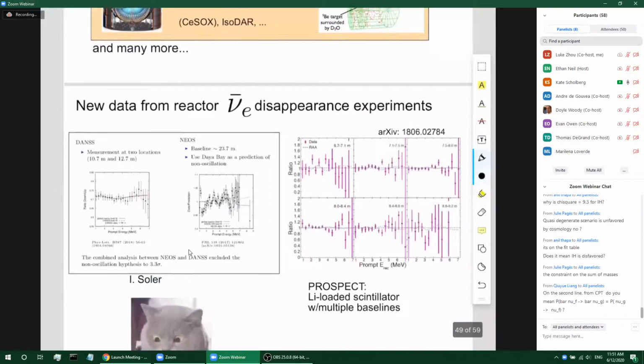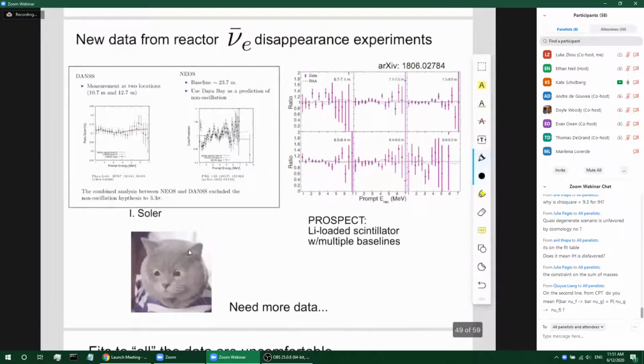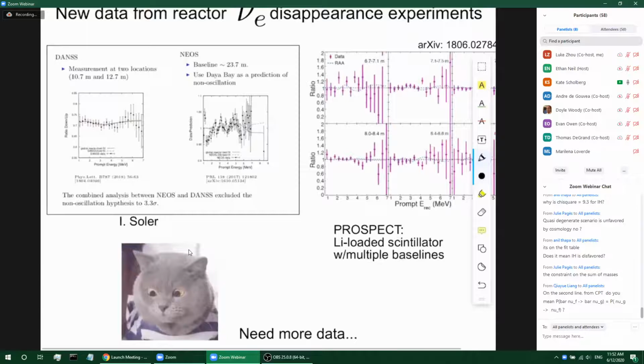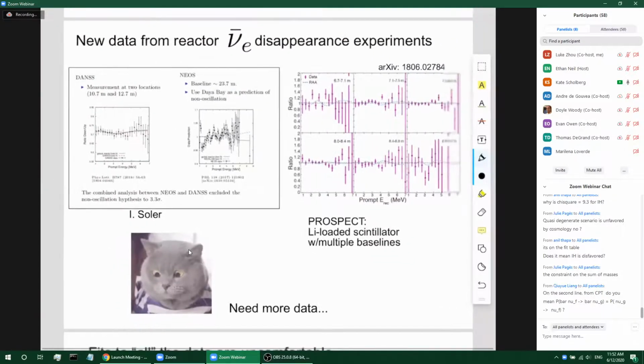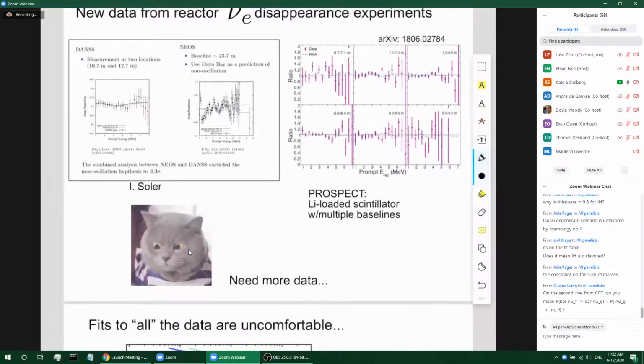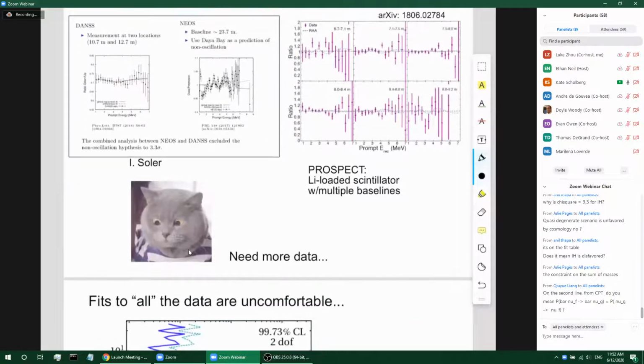They're ongoing. There have been some new data, which is also a little bit not clean and weird, but maybe possibly pointing to some possible wiggling in a nu e bar disappearance spectra. So there's PROSPECT, which doesn't really see anything in a lithium-loaded scintillator. And then DANSS and NEOS are 2 other reactor experiments which do have potential observed wiggling. And so I think this is really at a stage where more data are needed. That is the one thing to conclude so far, that there needs to be more data.